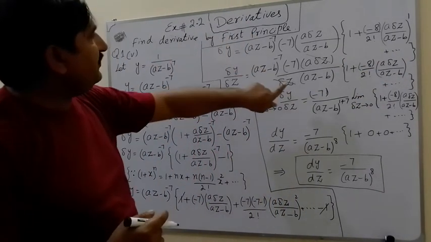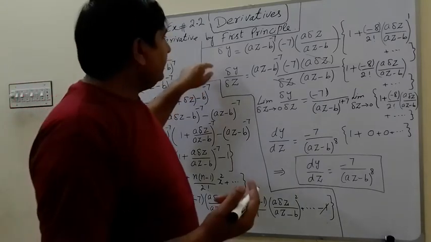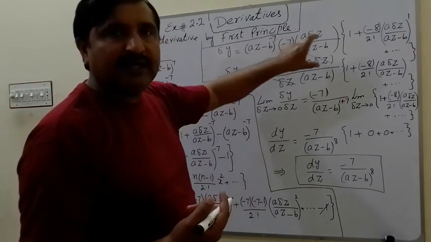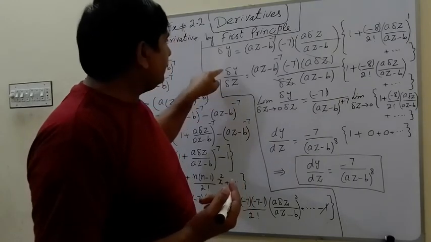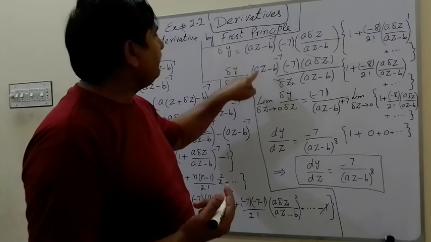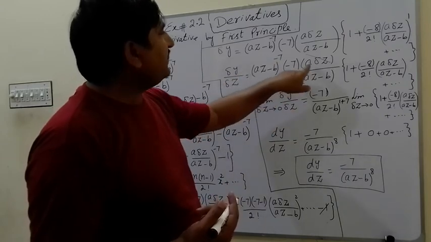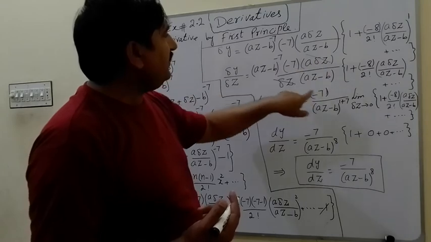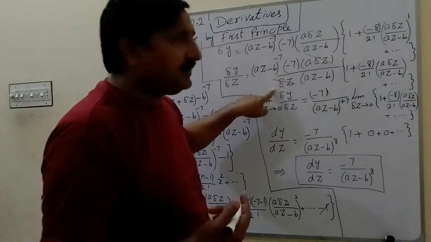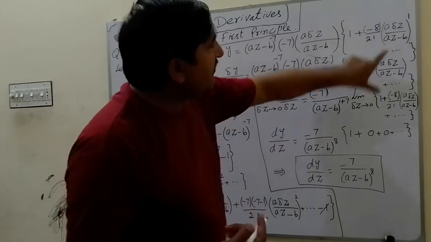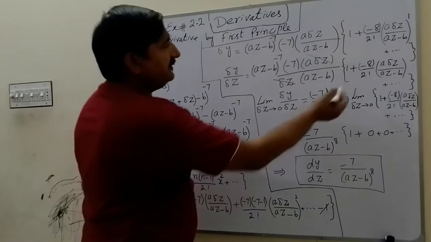In the next step, look here, in the first principle or Abel method, the next step is dividing both sides by del z, the slight change in the independent variable. So del y over del z is equal to (az minus b) raised to power minus 7 times a del z over (az minus b). This del z will be cancelled out by this delta z. So within the braces bracket, all remaining values remain the same, no change in the bracket.